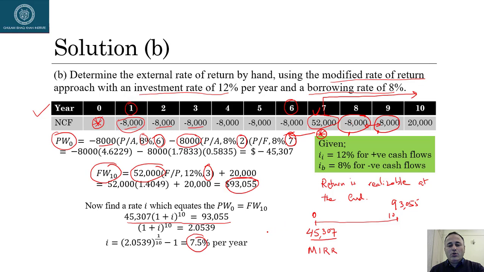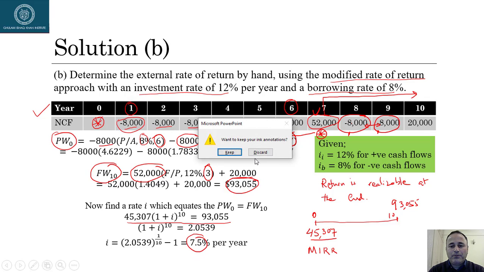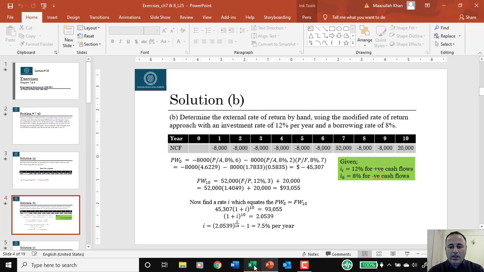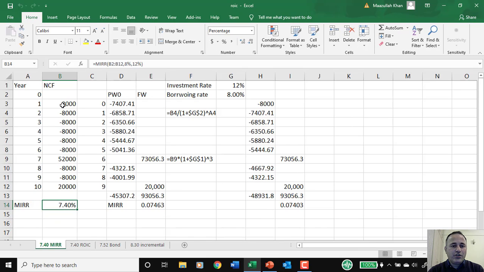Okay, so let me go back and show you the same thing through Microsoft Excel. Okay, so I have punched all these numbers in Microsoft Excel. As you can see, it's okay. Let me remove this. Okay, so $8,000 from year number 1 to year number 6, then $52,000 after she sold the stocks. She invested $8,000 again in year number 8 and in year number 9, and then of course she sold those stocks for $20,000.